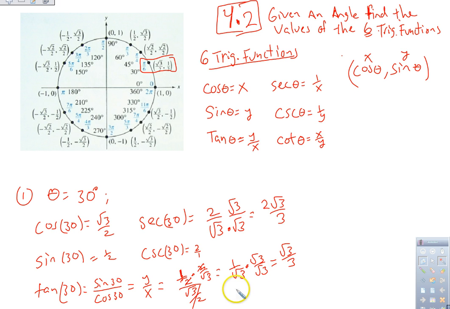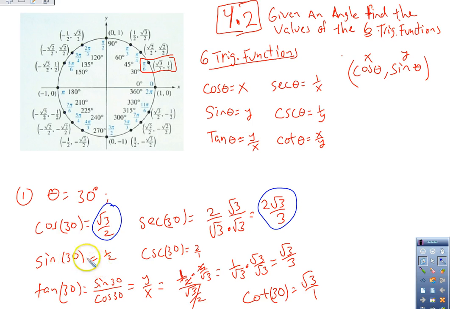And then finally, the cotangent. That's just the reciprocal of tangent. So instead of 1 over radical 3, we're going to get radical 3 over 1, or just radical 3. So let me circle these answers. Cosine, that's the answer. Secant, that's the answer. Sine, we get 1/2. Cosecant, we get 2. Tangent of 30, we get radical 3 over 3. And cotangent, we get the square root of 3. So those are the values of our 6 trigonometric functions.